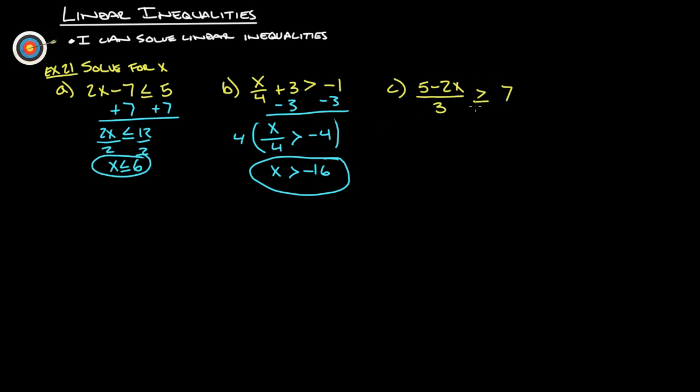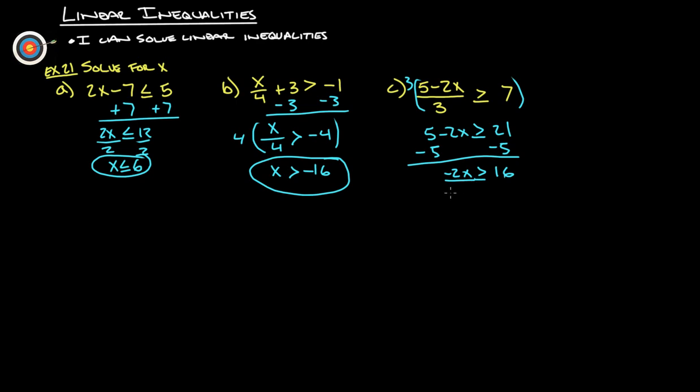All right, this one here. Let's multiply both sides by 3 to get rid of this. So the 3 over 3 reduces down to 1, and we have 5 minus 2x is greater than or equal to 3 times 7, which is 21. Now let's get rid of this 5, so we're going to subtract 5 from both sides, and we get negative 2x is greater than or equal to 21 minus 5, which is 16.